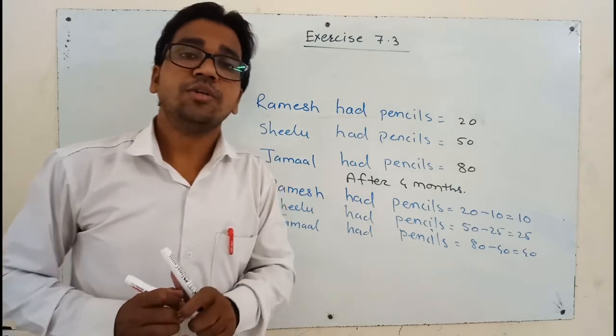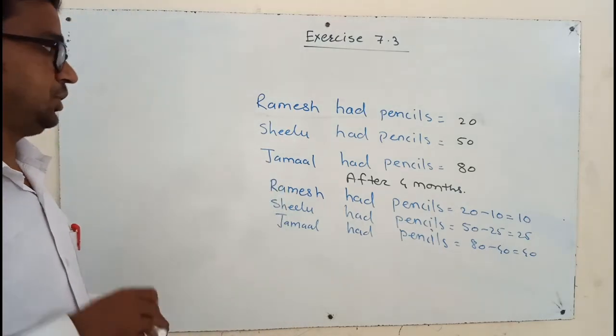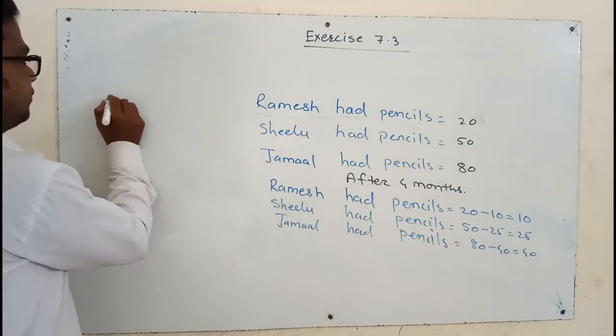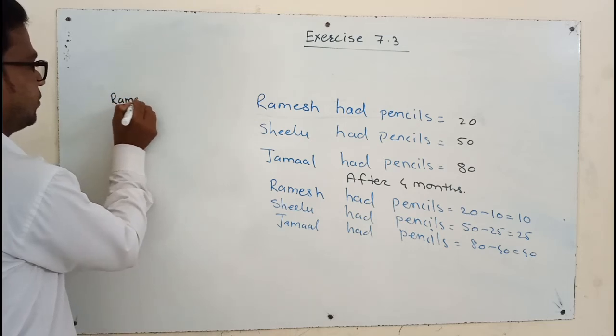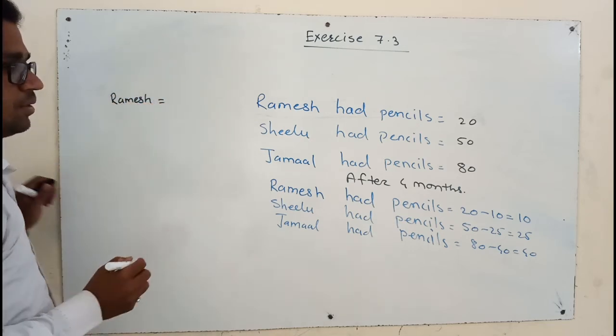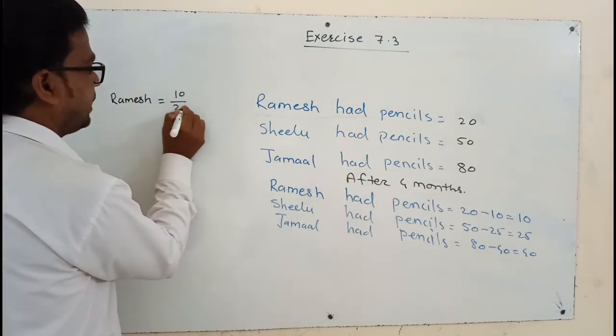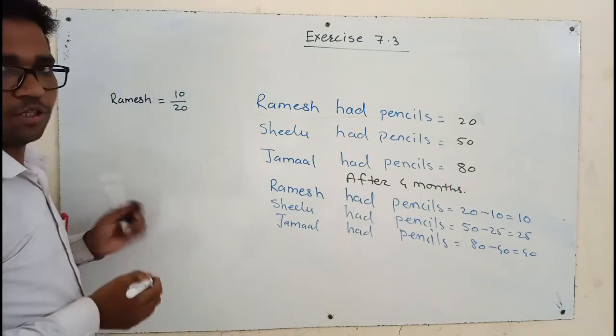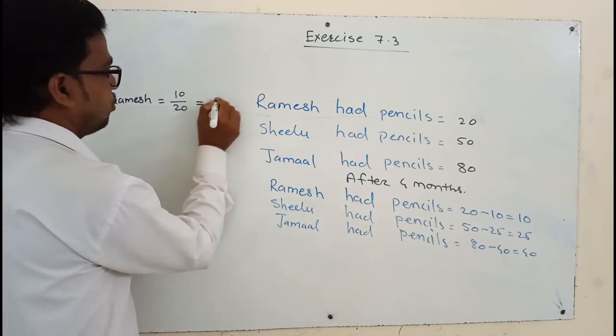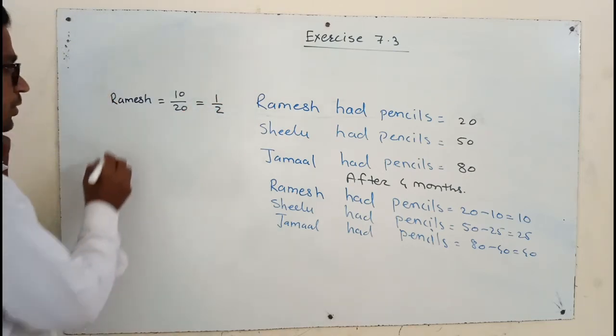Okay, now find out the fraction of each. So Ramesh: how many pencils did he use? 10 pencils from 20 pencils. So it is 1 by 2.